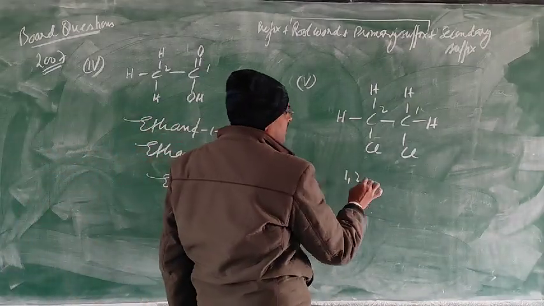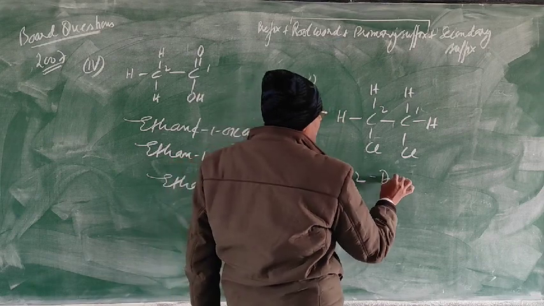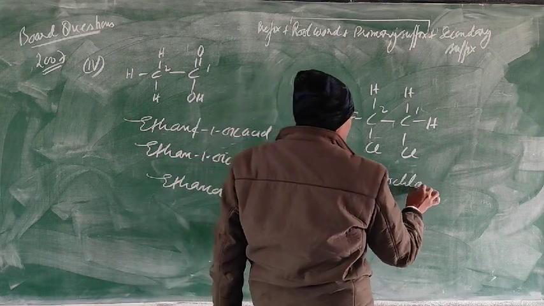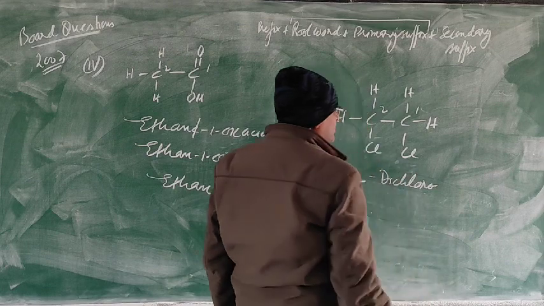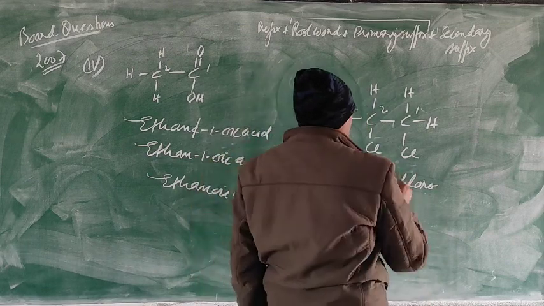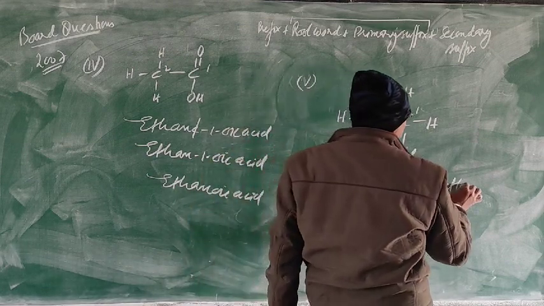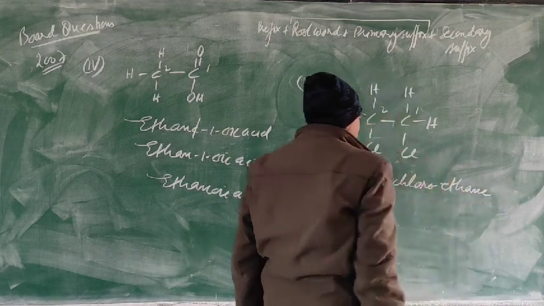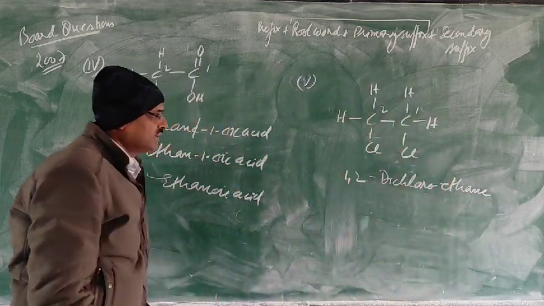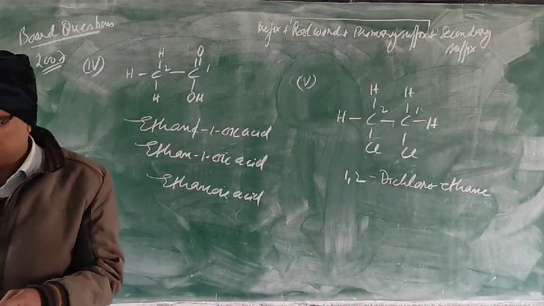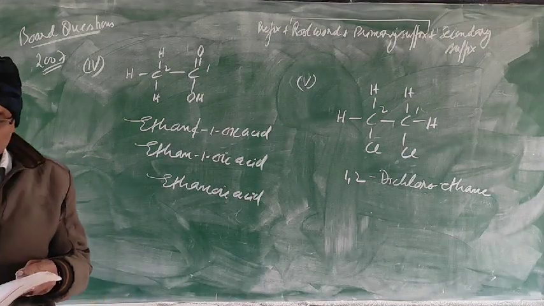So 1, 2, dichloro, and the root word for 2 carbons is eth, with the suffix ane. So this compound is 1,2-dichloroethane. Now this nomenclature part is over.